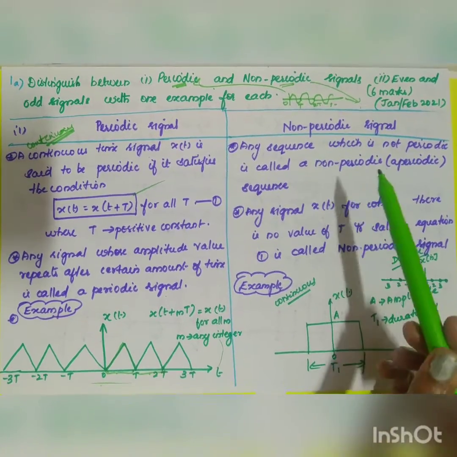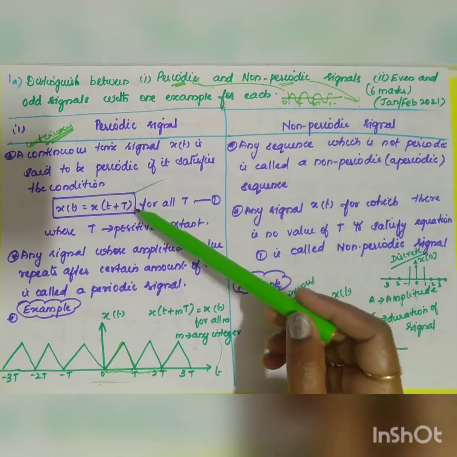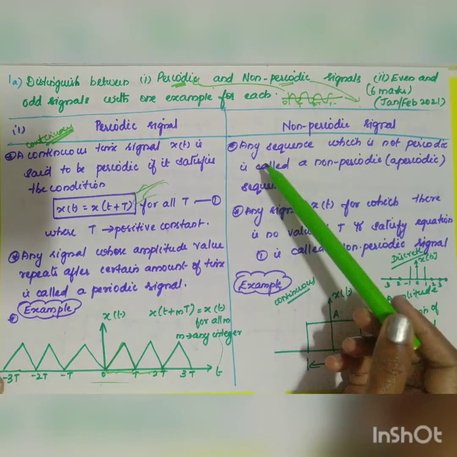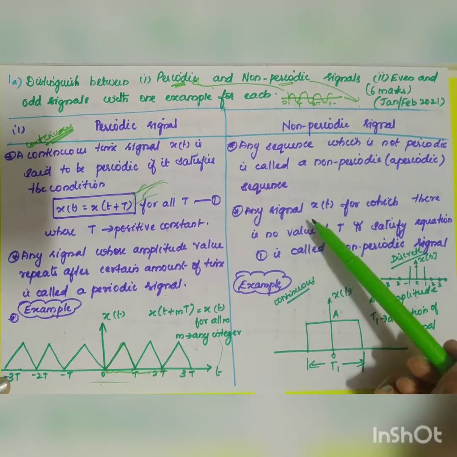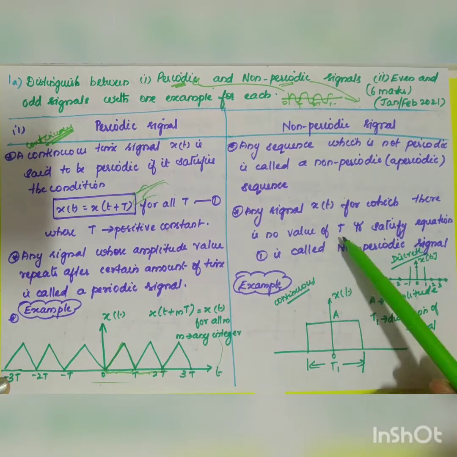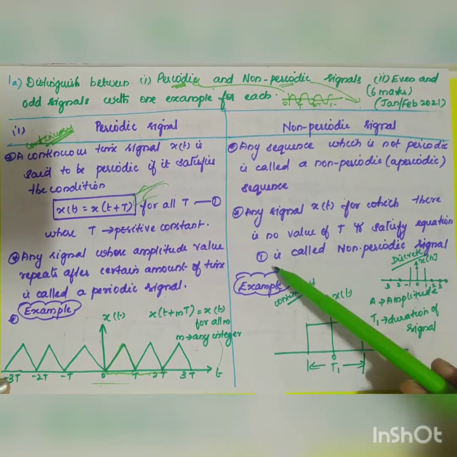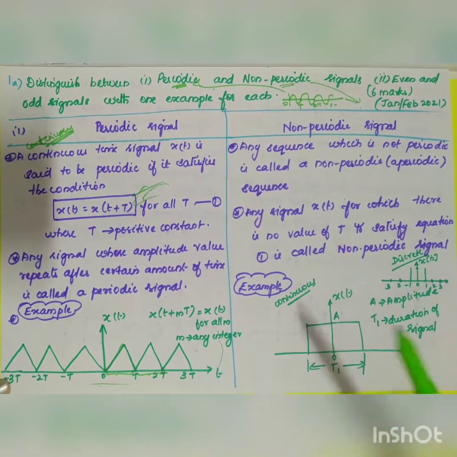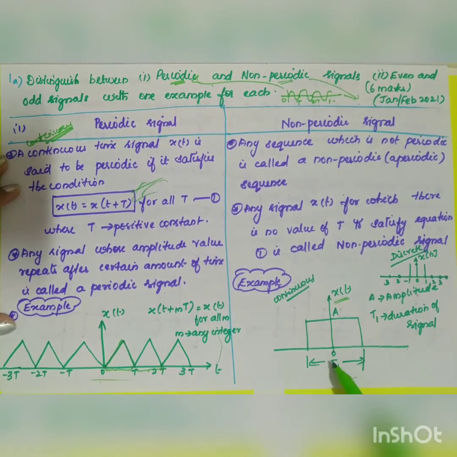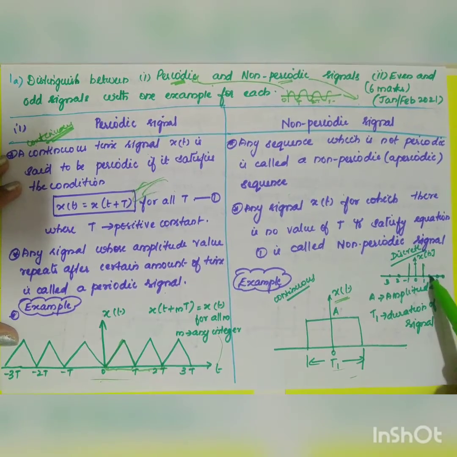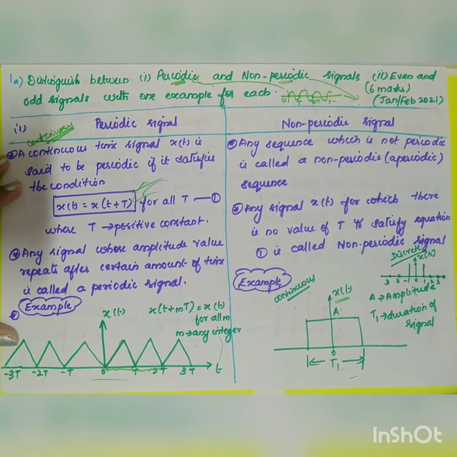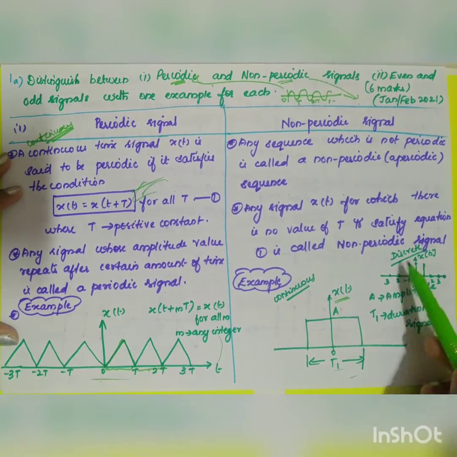Whereas for a non-periodic signal, you have only one condition. If this does not satisfy the condition, any sequence which is not periodic is called a non-periodic sequence. Any signal x of t for which there is no value of T to satisfy equation 1 is called a non-periodic signal. This is the example of a continuous wave signal. And for the discrete wave, x of n is given by this amplitude. You have 0 amplitude for 2, 3, 4, etc.